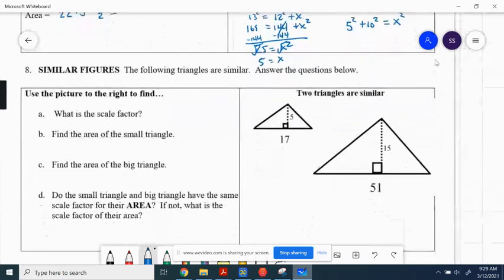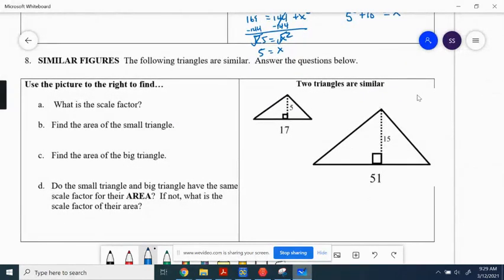All right, last one, number 8. What is the scale factor? So all we need to do is find sides that line up. We have the height, pretty easy, 5 to 15. So that would reduce down to 1/3. So our scale factor is 1/3, or if you think about it going from the small to the big, that would be just 3. Remember, those are interchangeable.